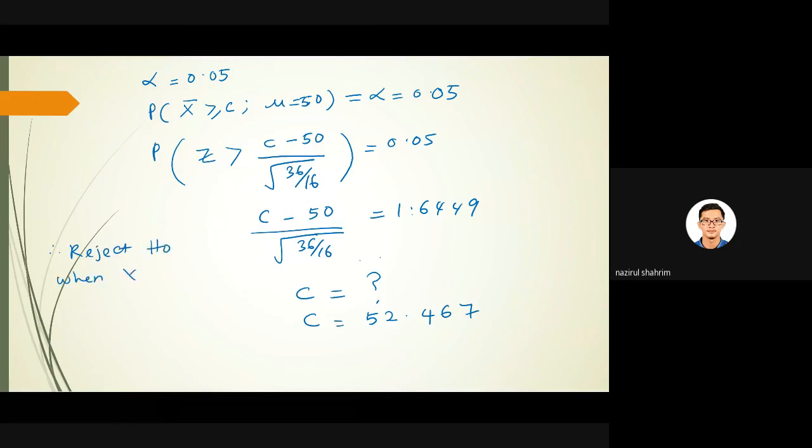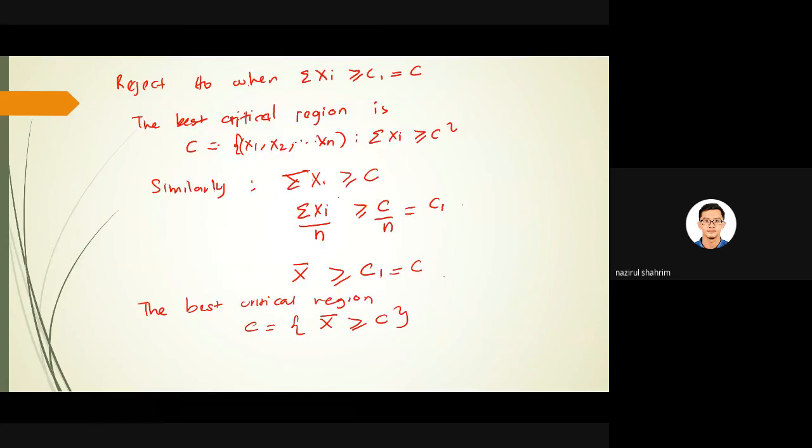So our conclusion, we will reject H0 when X bar is greater than or equal to 52.467. Otherwise, we will accept our alternative hypothesis. So we only reject our H0 when X bar is greater than or equal to 52.467. So this is the value for C. When we have the value for critical region, we already solved finding the best critical region.